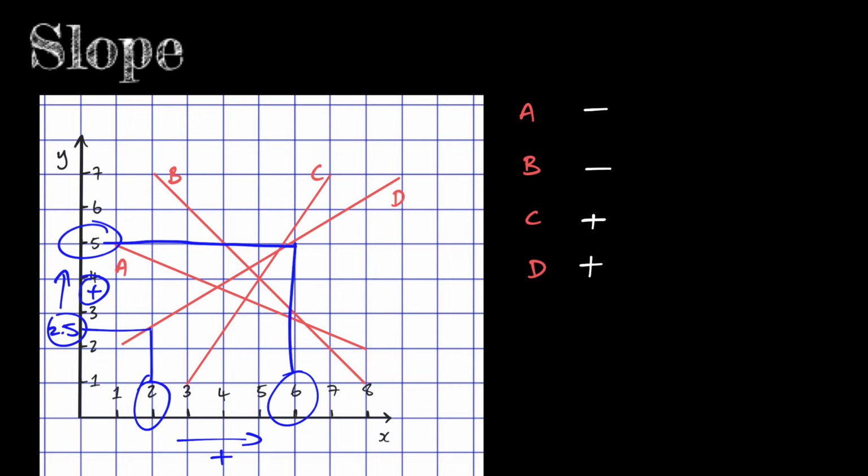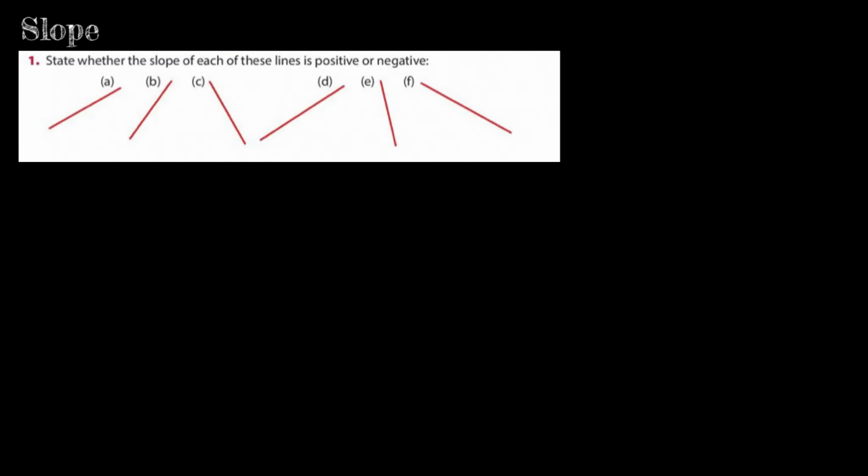So that's the difference between positive and negative slopes. Okay, so we should be ready to do the first 3 questions there. So question 1, state whether the slope of each of these lines is positive or negative, and I'll just give you a minute to try them. And we'll mark them now, right? So A is going to be positive, B is going to be positive, C is going to be negative, D is going to be positive, E is going to be negative, and F is going to be negative.